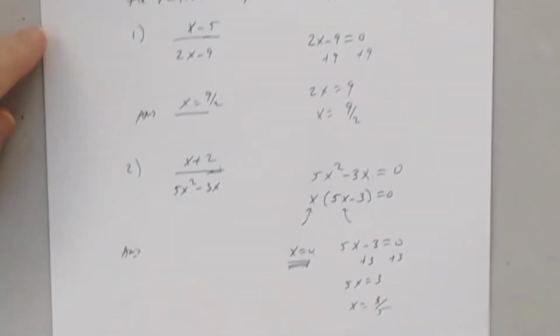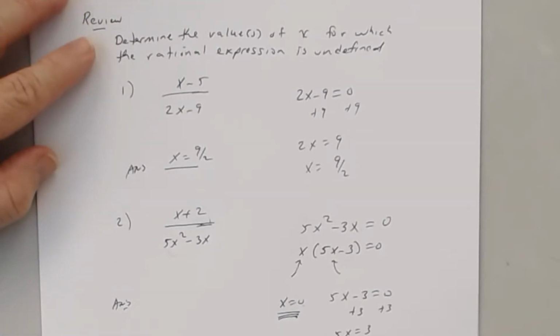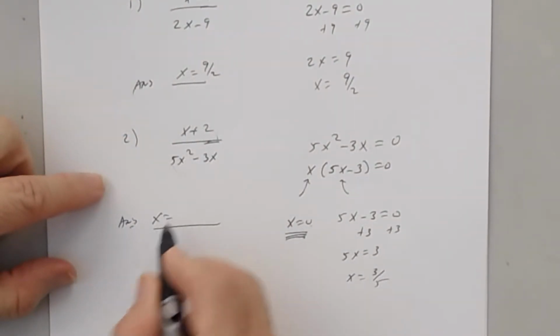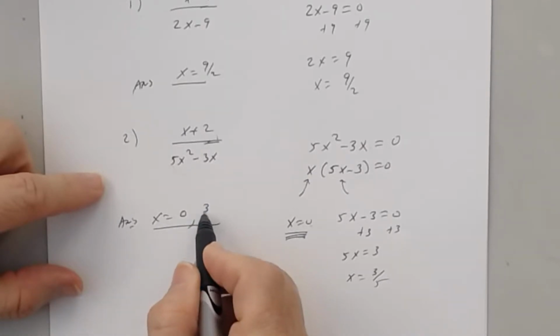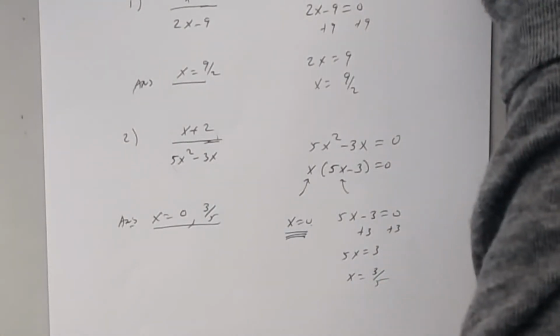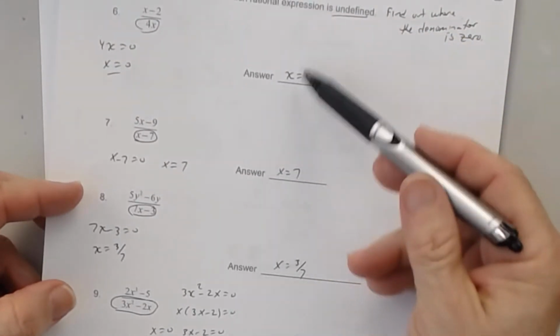So the question was, or the directions was, determine the values of x for which the rational expression is undefined. So when is this rational expression undefined? When x equals two things. What are they? 0 and what else? 3/5. So that's what you had to do on that back page of that worksheet. That's what you had to do here. Okay?